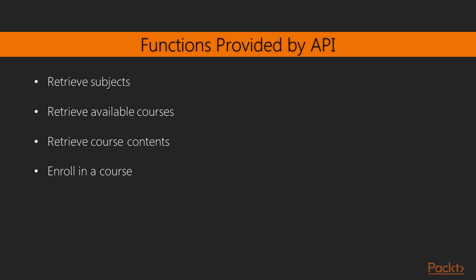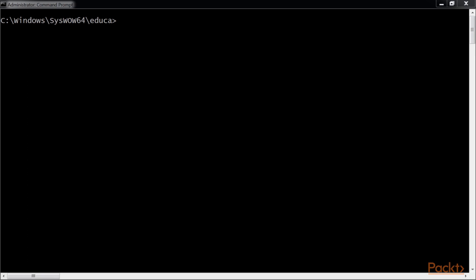Our API will provide: retrieve subjects, retrieve available courses, retrieve course contents, and enroll in a course. We can build an API from scratch with Django by creating custom views. However, there are several third-party modules that simplify creating an API for your project, the most popular among them being Django REST Framework. Now we'll start with installing the Django REST Framework.